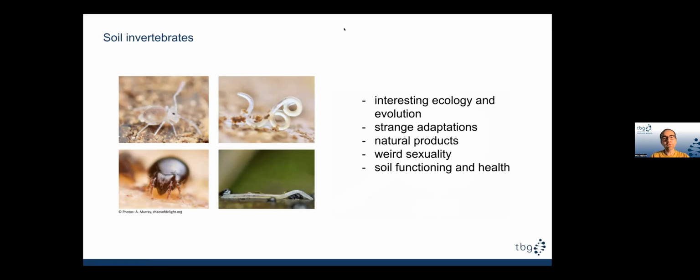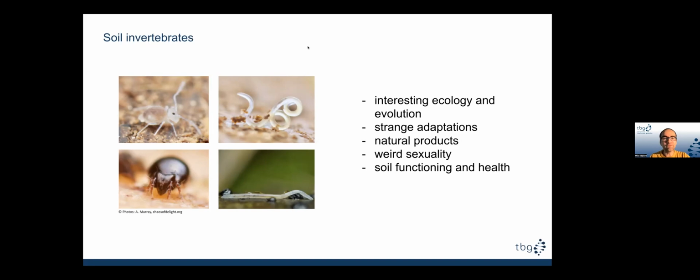And all of these species have very interesting ecology and evolution. They're adapted to a strange environment, which is full of microbes and has challenging conditions: drought, humidity, pH, and so on. They possess strange adaptations. For example, they can synthesize weird natural products that you would not expect from animals. Many species of springtails are known to be able to synthesize penicillin. Antibiotic synthesis was not found in any other animal group so far.